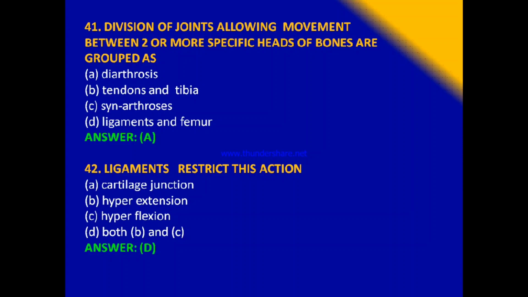Option A. Ligaments restrict this action: cartilage junction, hyperextension, hyperflexion, or both B and C. So ligaments restrict two types of actions. One is hyperextension and another is hyperflexion. So option D, both B and C, is the correct answer.